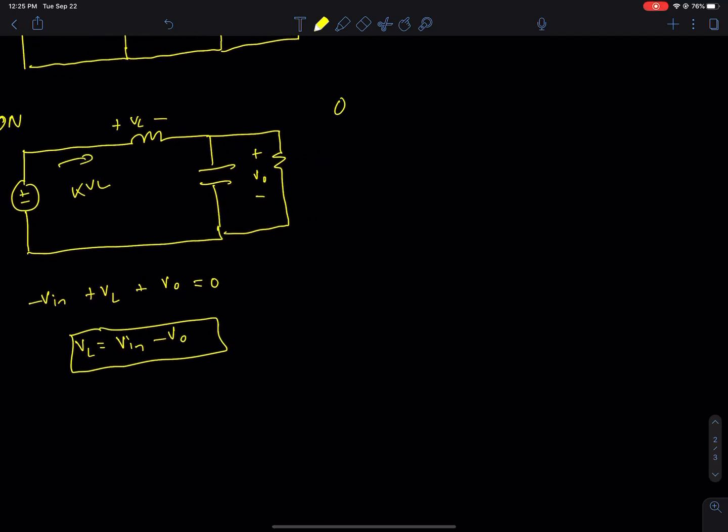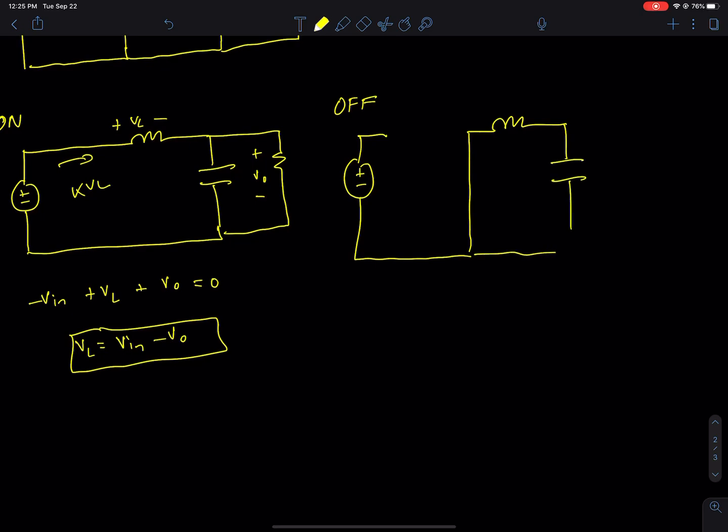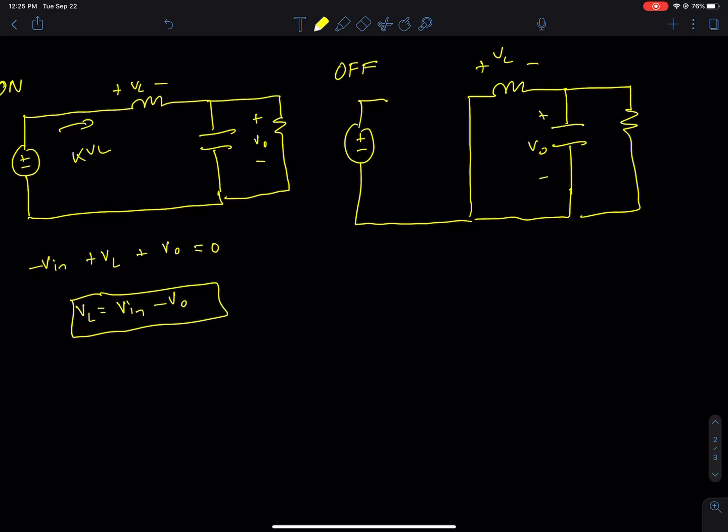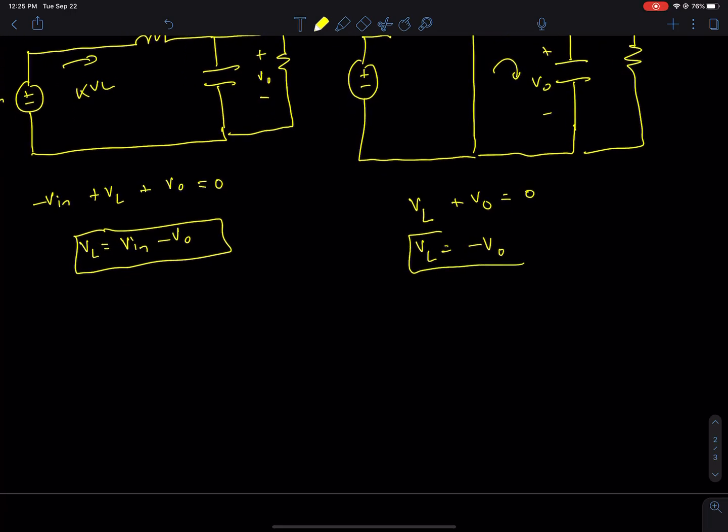Next, we're going to do the buck converter in the off cycle, when the MOSFET is off. In that case, the circuit will look like this. Essentially, what is happening is the inductor VL is discharging out to the load. In this case, if we do KVL around this loop, VL plus Vout equals 0, or VL is equal to minus Vout. This is our second equation.